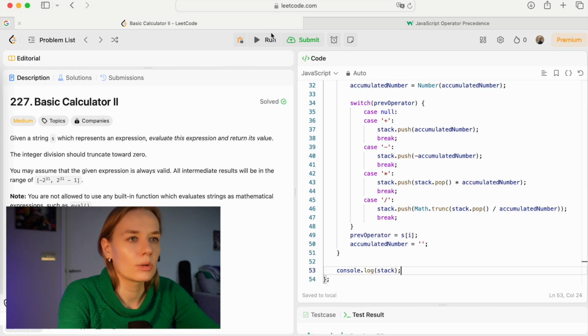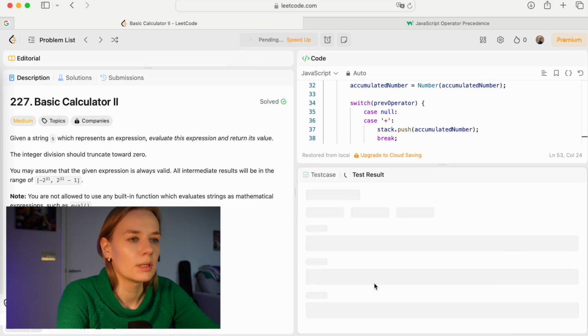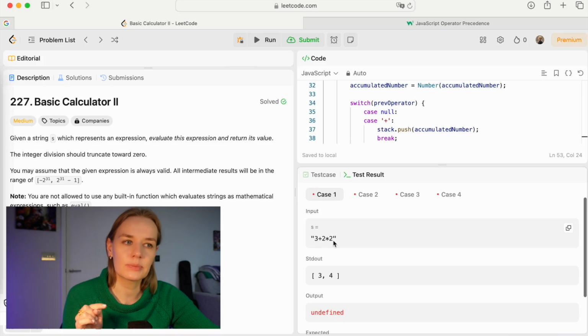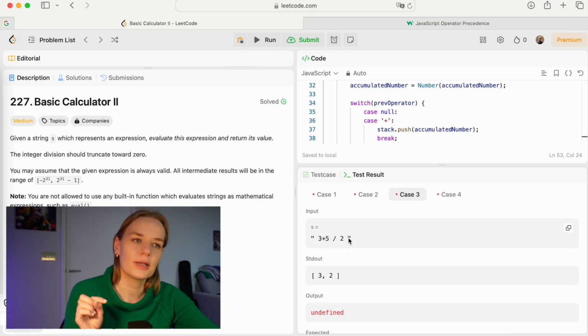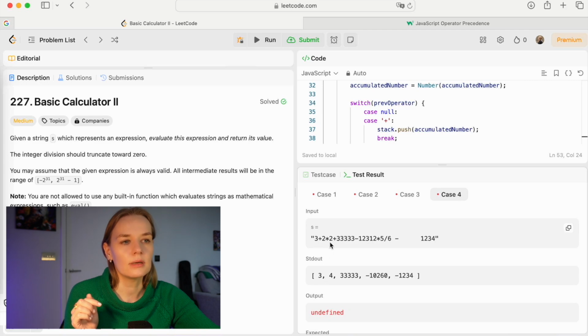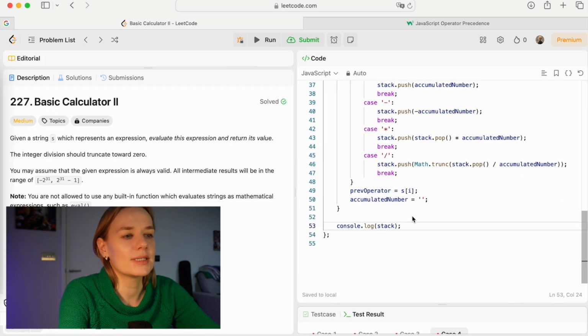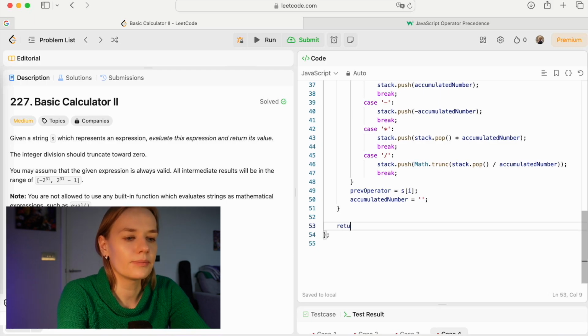Yes. And at the end, let's look at how our stack looks. We see, for example, 3 plus 2 multiplied by 2. We have stack 3 and 4. If, for example, 3 divided by 2, here just 1. 3 plus 5 divided by 2, 2. Here we also calculate, and we have minus here, and we have minus 1, 2, 3, 4. Easy. And the next thing we need to do is return our result.